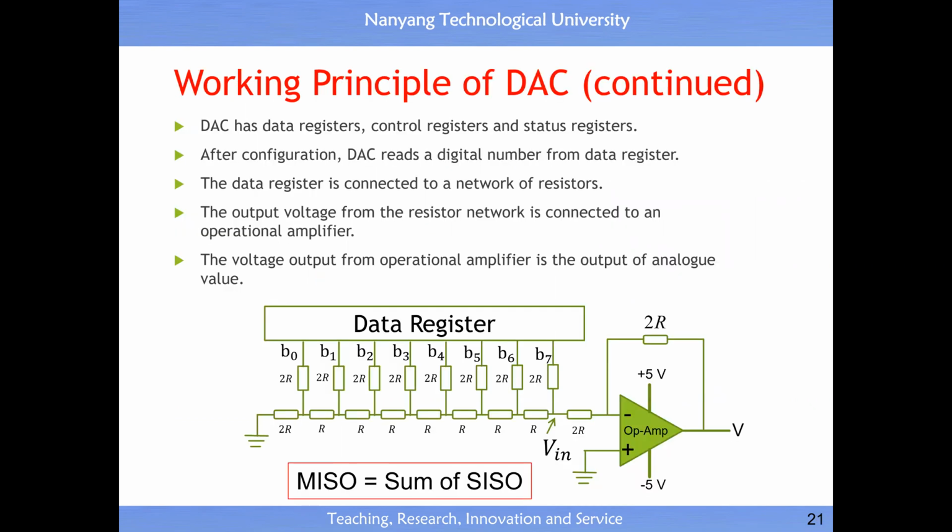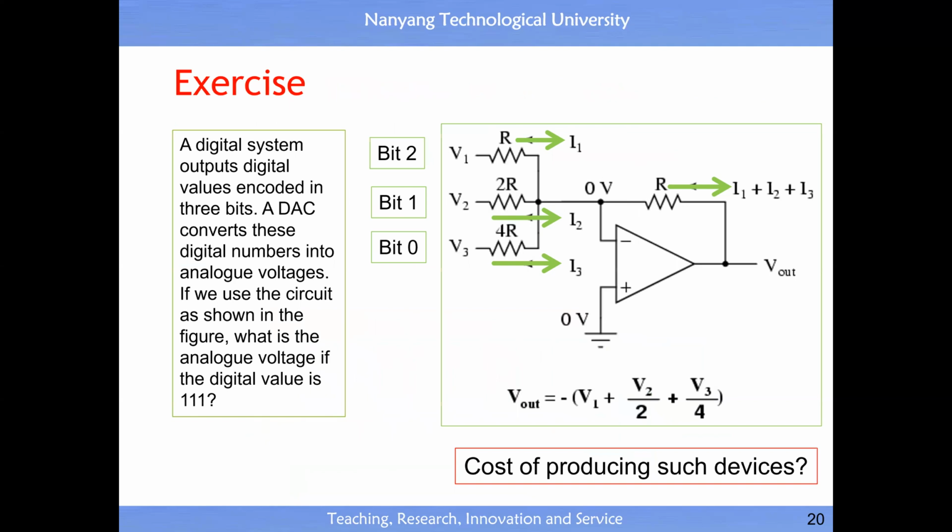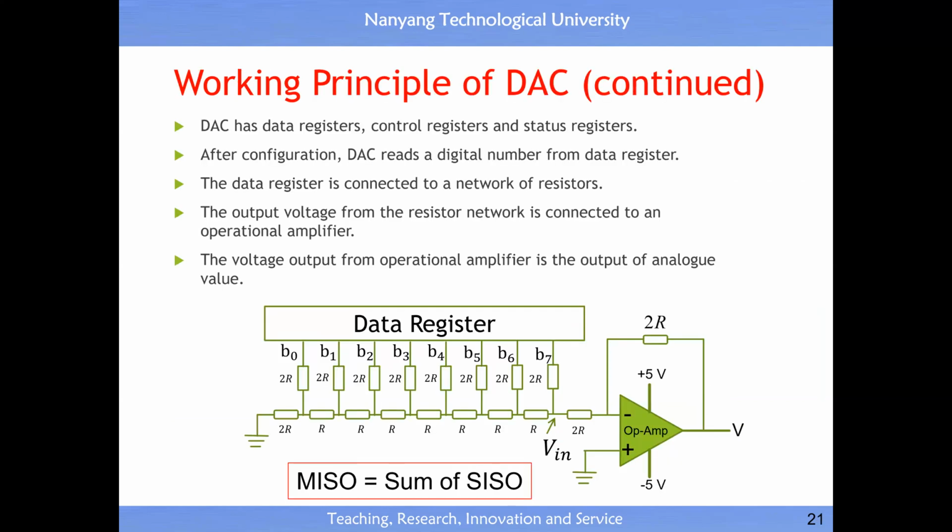All right, then how about the general case? Because this design is very expensive. You see, we have resistor R, resistor 2R, resistor 4R. If we increase the number of bits, then we have many resistors with different values. If we mass produce such a device, it will be very expensive. So we always try to reduce the number of types of resistor. Now you see this network, right?